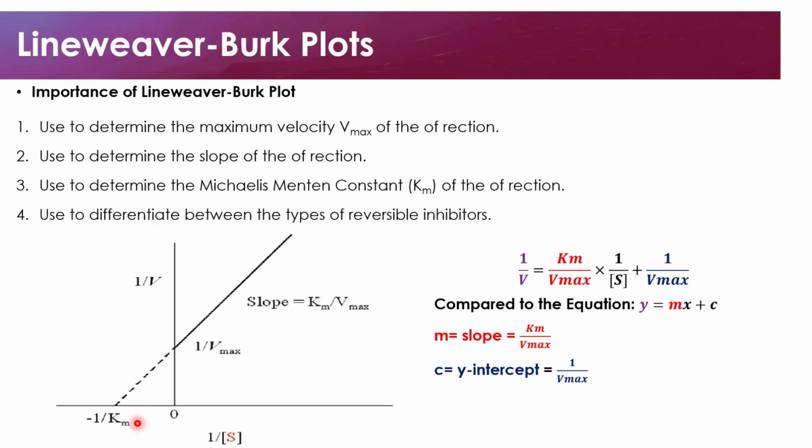And now let us look at the importance of this Lineweaver-Burk plot. 1, it's used to determine the maximum velocity of the reaction. 2, it's used to determine the slope of the reaction. And 3, it is used to determine the Michaelis-Menten constant of the reaction. And 4, it is used to differentiate between the types of reversible inhibitors.